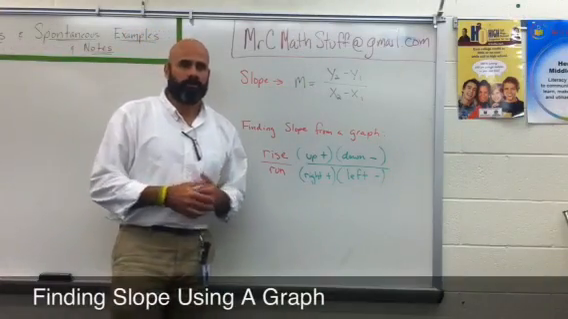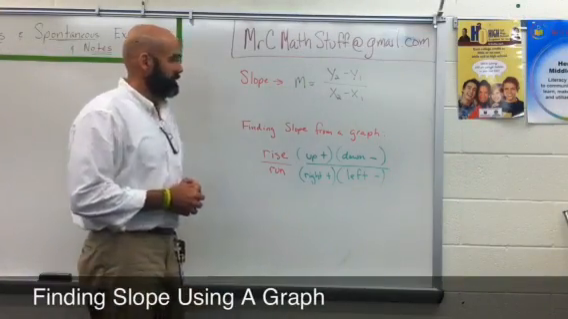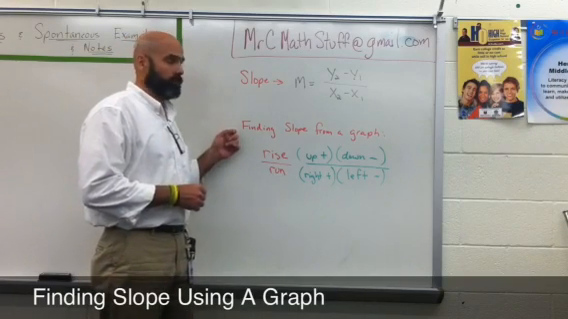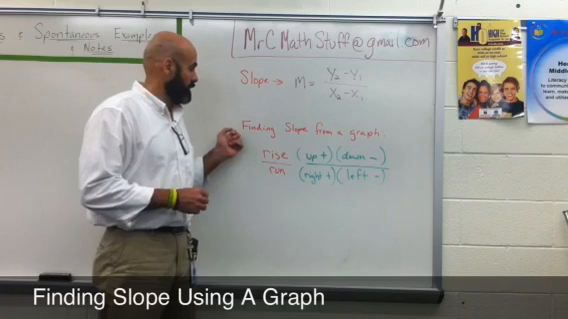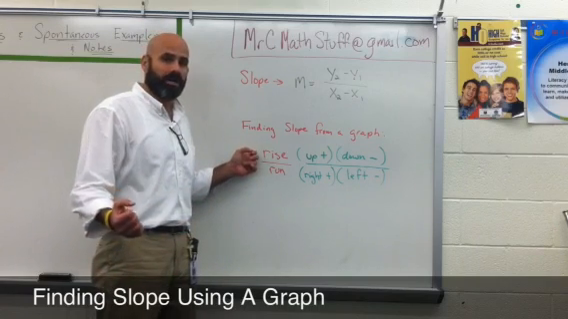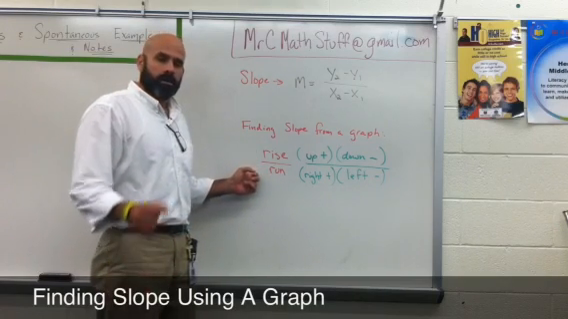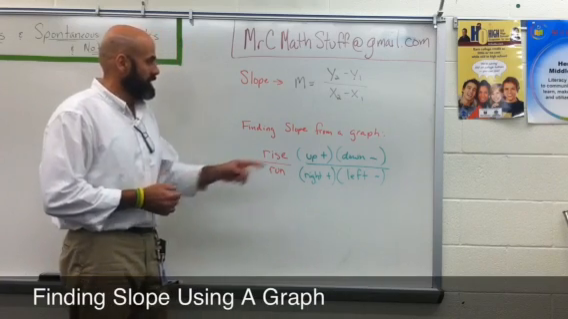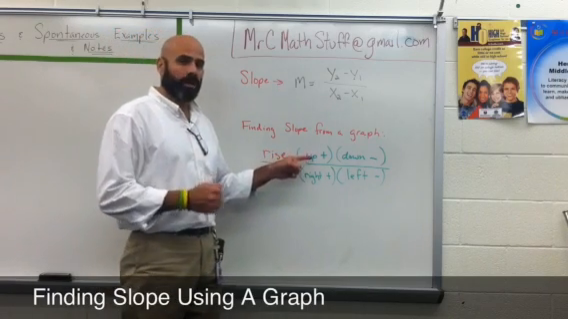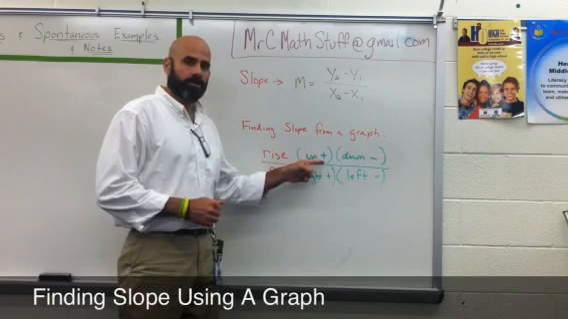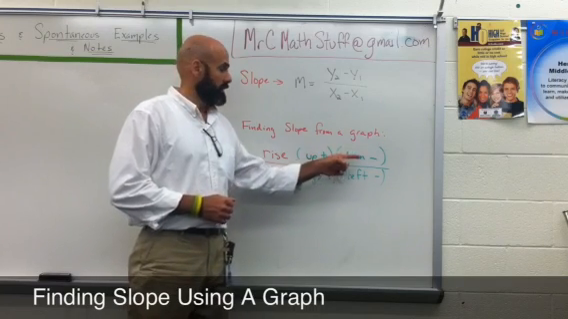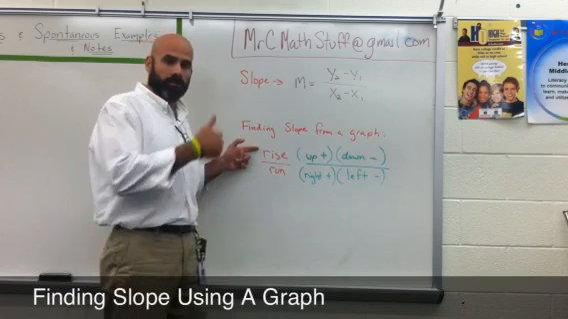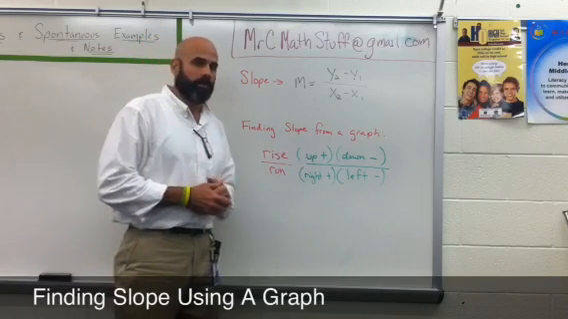Alright, before we get started with finding slope from a graph, you might want to make sure you have this written down in your notes. When we're finding slope from a graph, we want to remember slope is rise over run. And when you're finding rise, if you're starting at one point and going up, it's plus. If you're going down, it's minus. So starting from the first point for your rise, up is plus, down is minus.